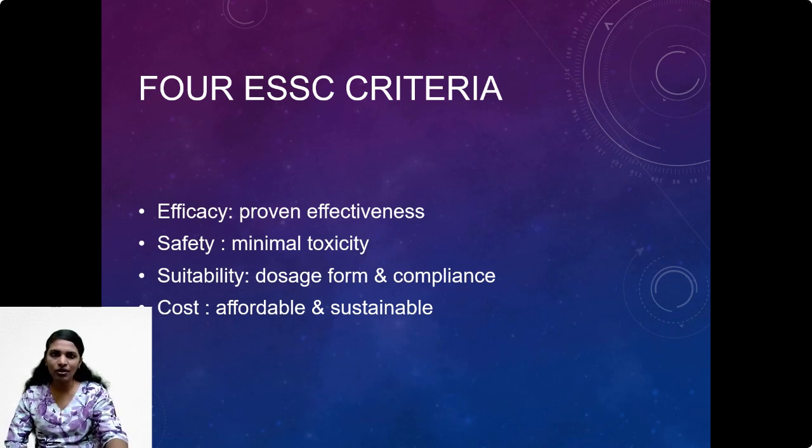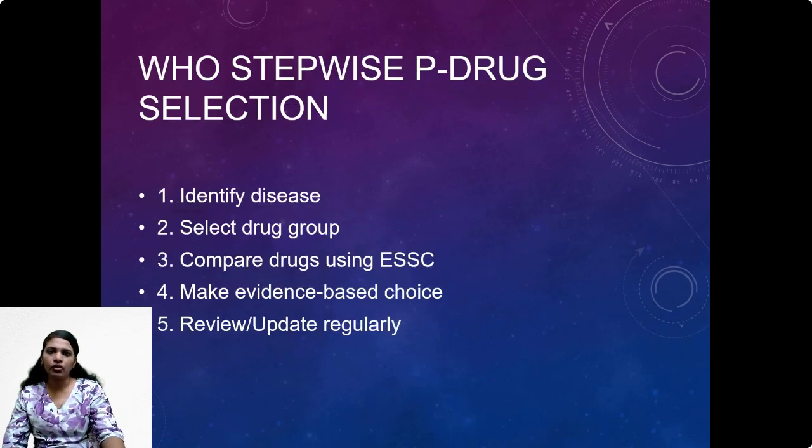So these are the four criteria they will take into consideration whenever trying to label a drug as a P drug, or to include them in the formulary. So, how does WHO do the drug selection? They first identify what is the disease, and then they select the classes of drugs which can be used for that condition, and then they compare the classes of drugs according to the four criteria discussed before, and then they also look into the evidence of what is the data with each of these classes of molecules, and then they will update it regularly.